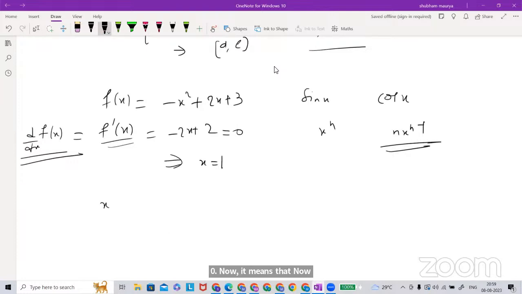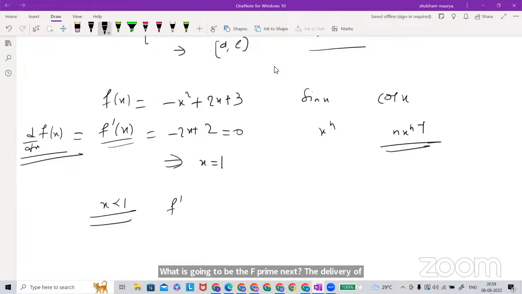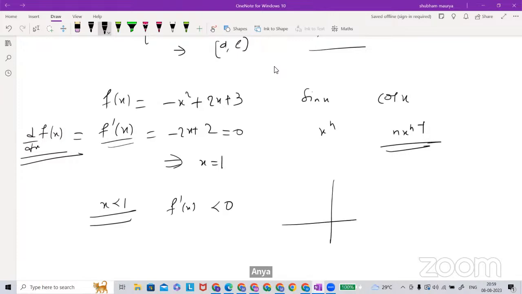Now what is the process? Suppose your x value is lesser than 1. What is going to be the value of f prime x, the derivative of the function, in this case? It will be lesser than 0. That means, suppose 1 is here, so for values lesser than 1, the function is going to be decreasing.